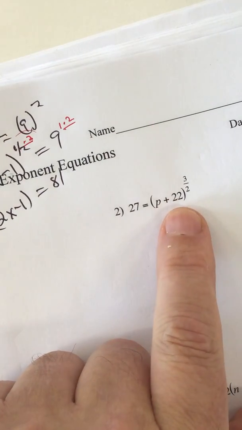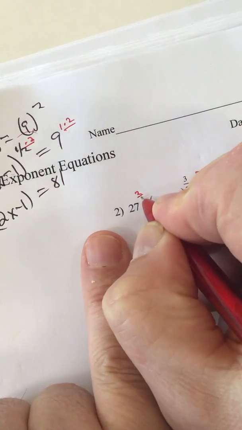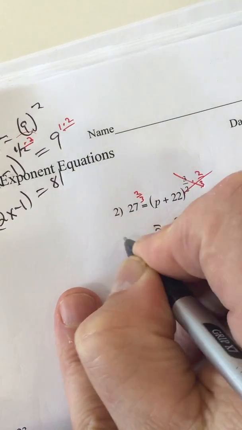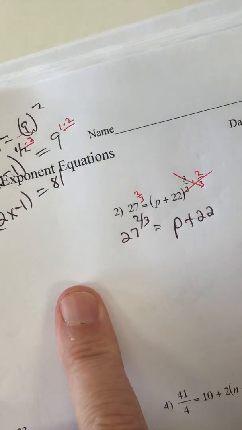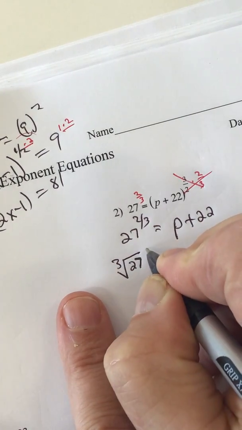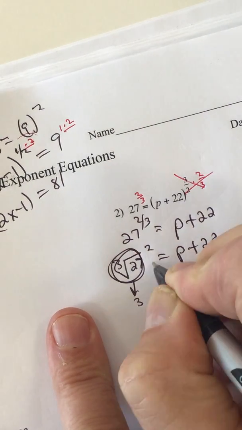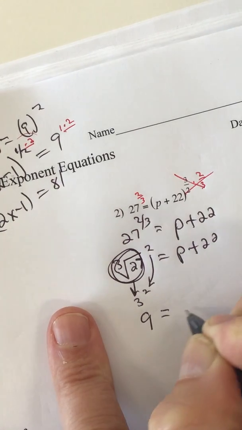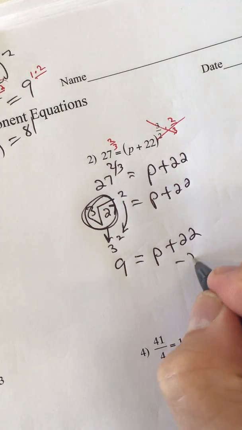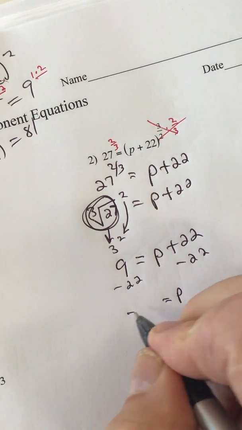Okay, so let's do it again on number 2 over here. I need to get rid of the 3/2. I'm going to multiply by the power 2/3. Those two go away, leaving p plus 22 equals 27 to the 2/3. Now we just did that one, but I'm going to go through the thought process again. That's the third root of 27 squared. The third root of 27 is 3, and then that is squared, so that whole thing is 9. Subtract 22 to the other side. So we have p equals negative 13.